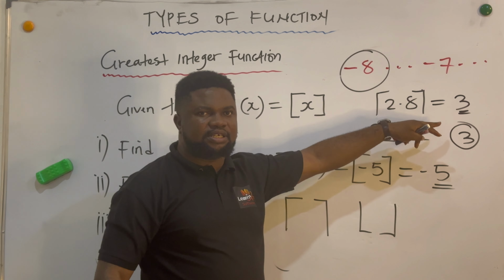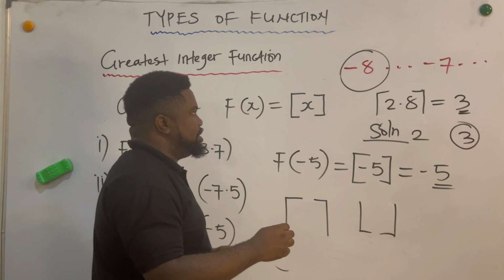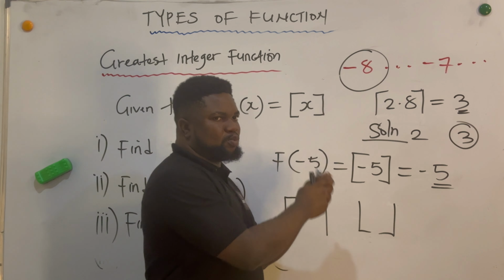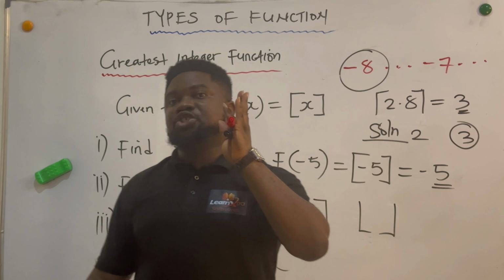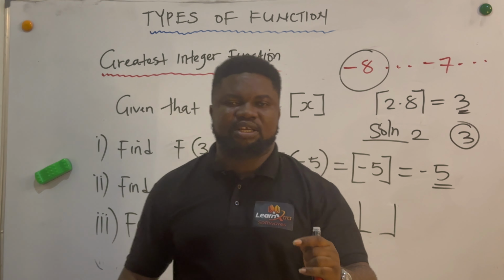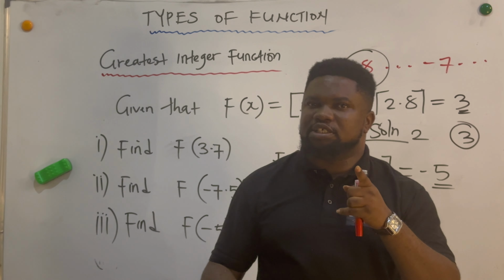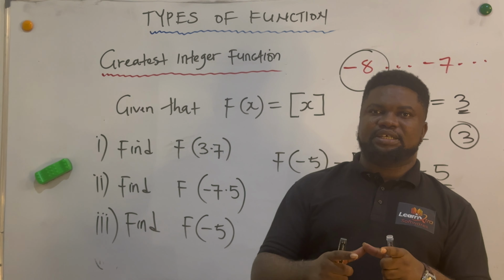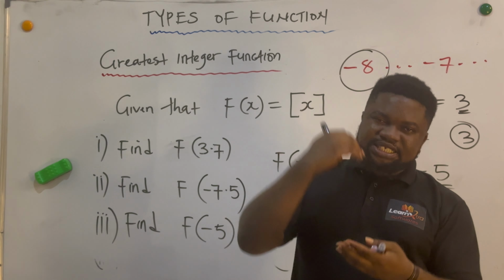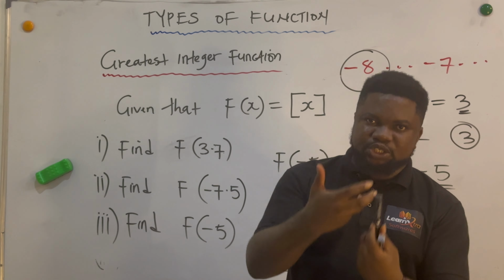If it's the floor function, it is the one smaller, which we have been doing. And I am saying that if the question is not specific, the greatest integer function is the one lesser, that is, the greatest integer lesser than the number we're trying to evaluate.